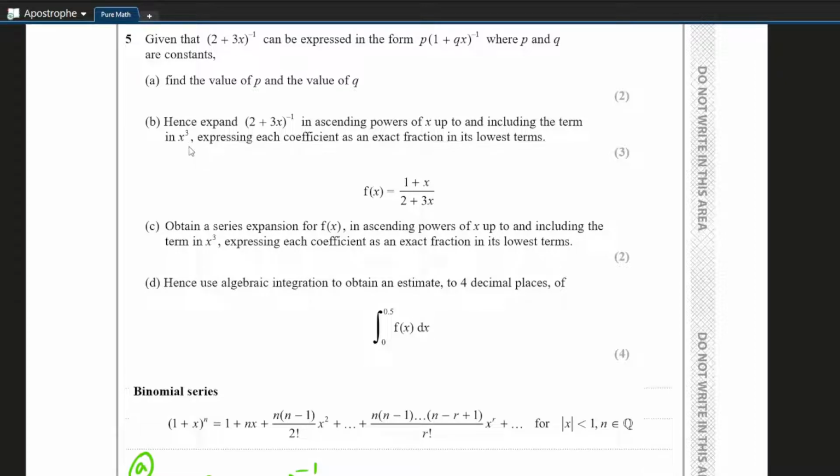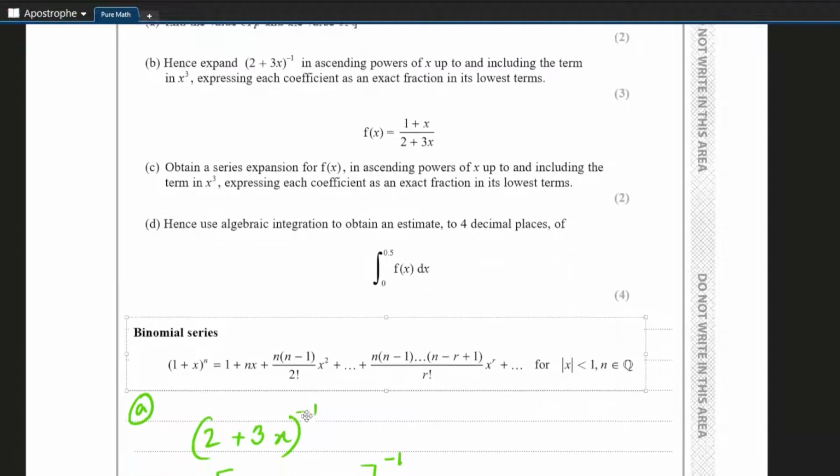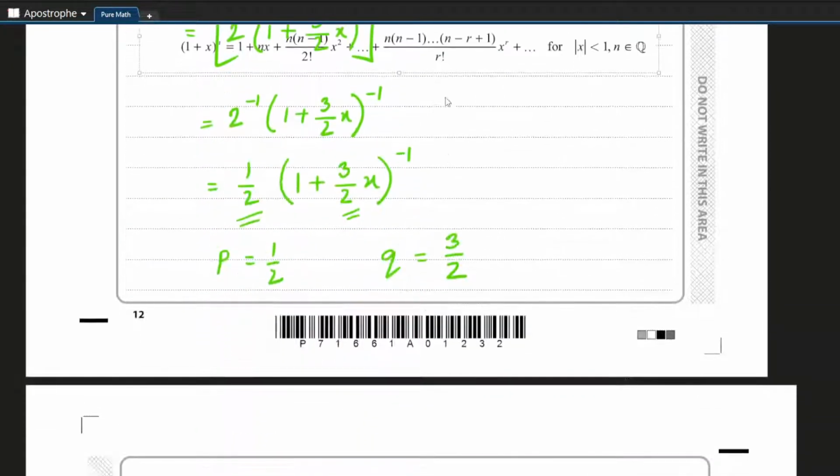Okay. Now the second question: hence expand this term in ascending powers of x up to and including the term in x cube, expressing each coefficient as an exact fraction in its lowest terms. So this is actually the binomial series, binomial expansion.